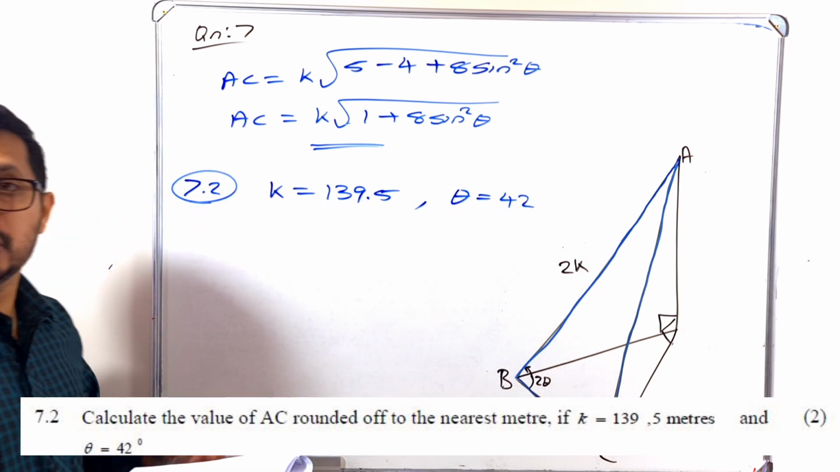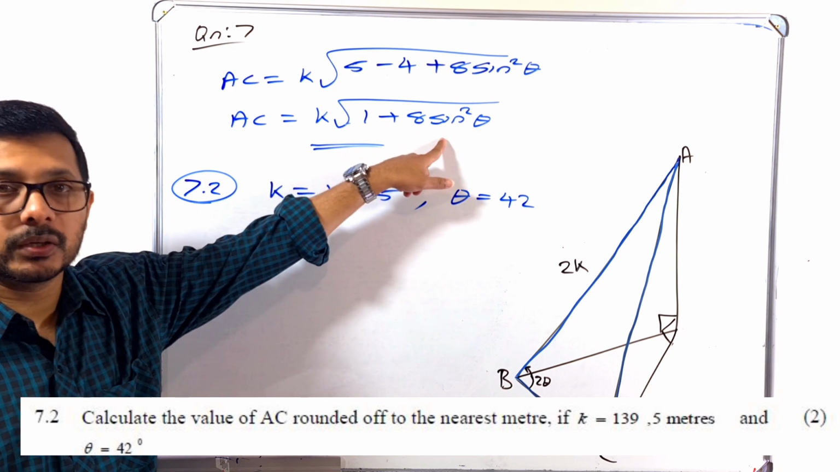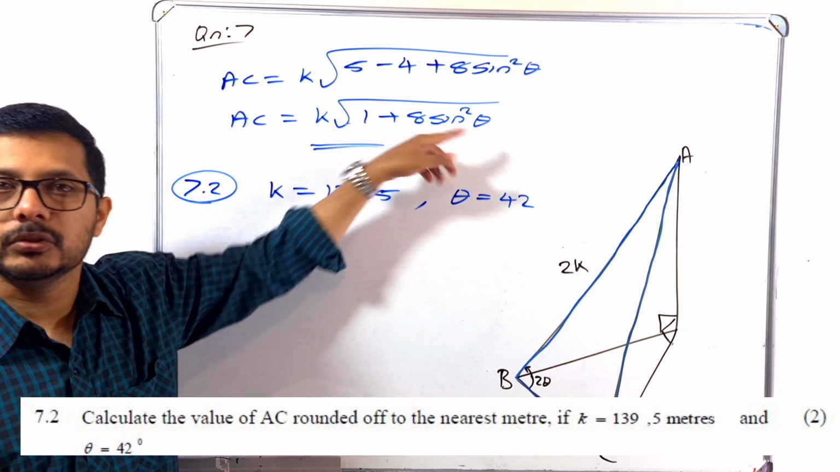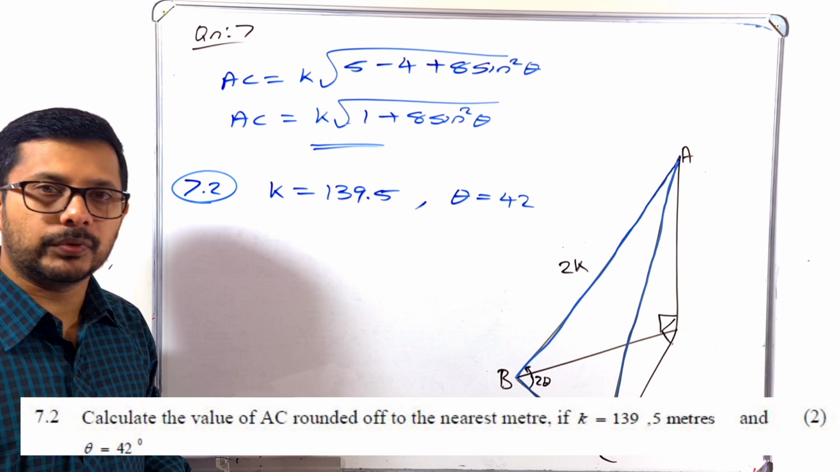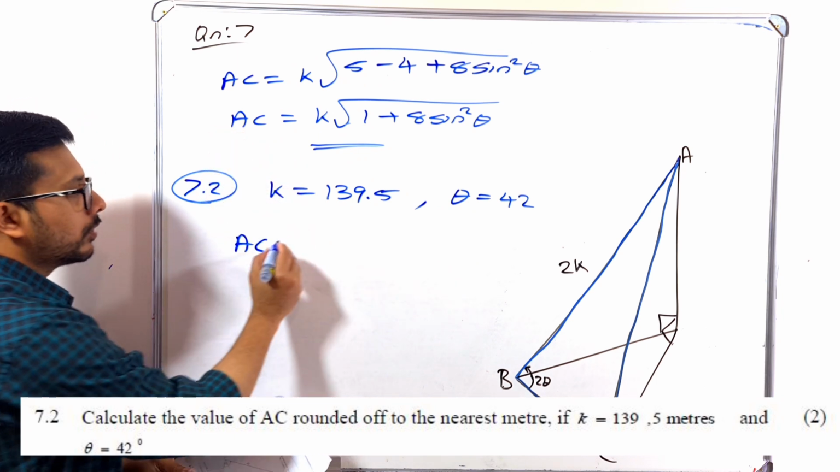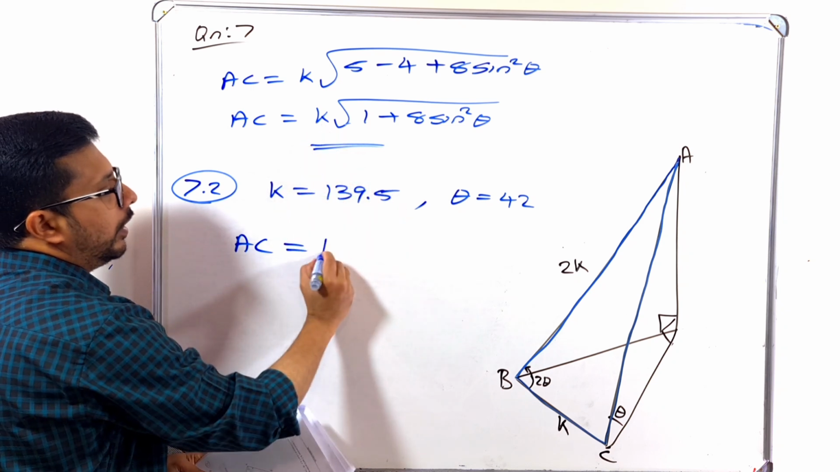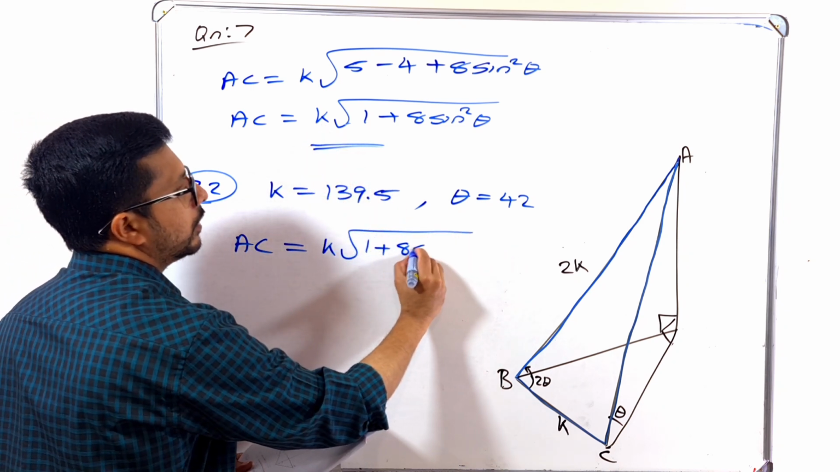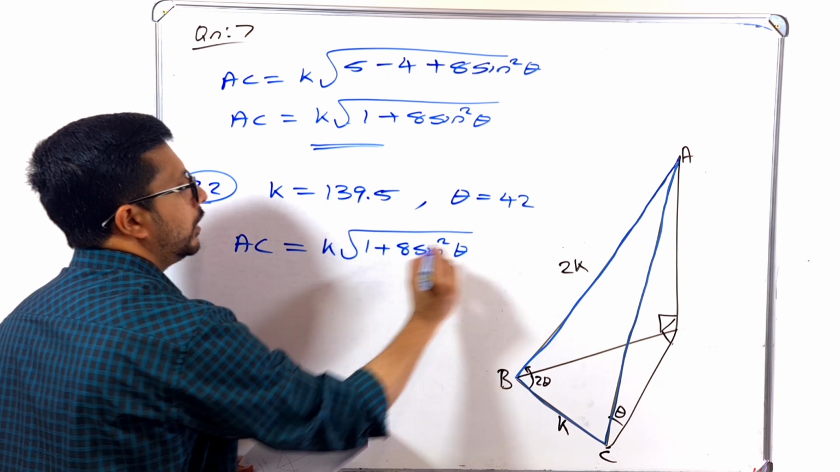We already have an expression for AC, this one, and we know now the value of K and theta. Then we just substitute and you will get the length of AC. Okay, so the question is to find AC. What is our expression? K into square root of 1 plus 8 sine square theta.